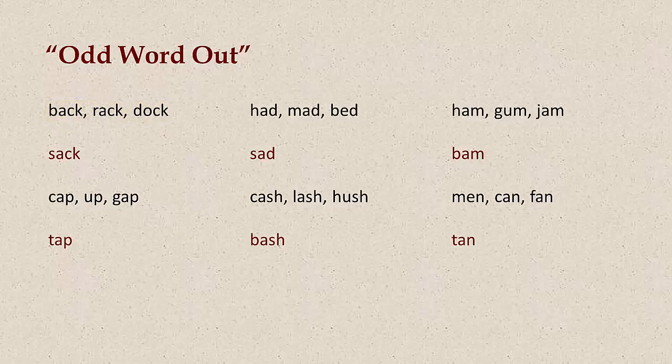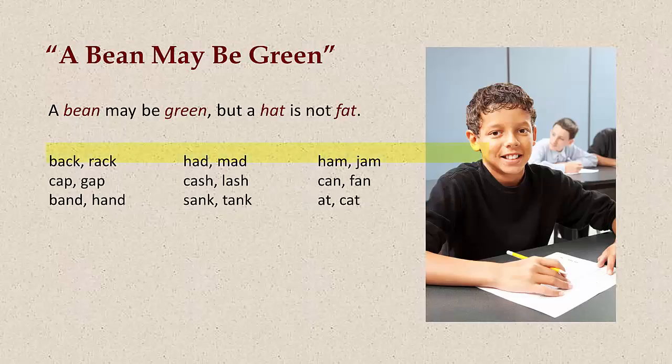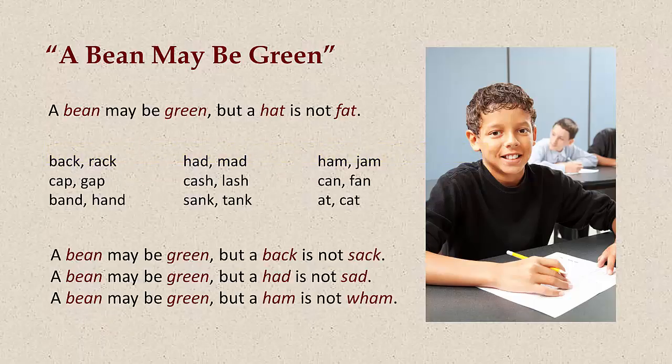A second fun syllable rhyming game is A Bean May Be Green. In this game, the teacher says, I'm going to say a little poem, but leave off the last word for you to rhyme. Let's try one. A bean may be green, but a hat is not fat. See how both bean and green sound the same?